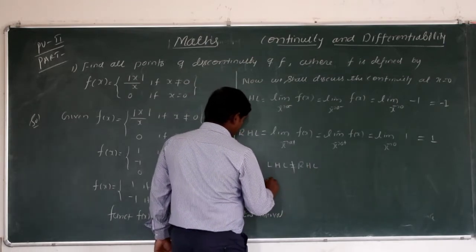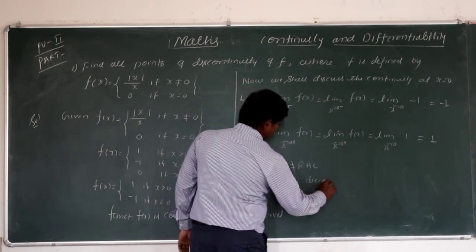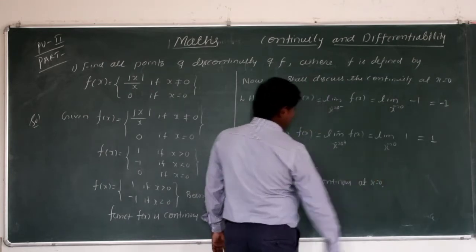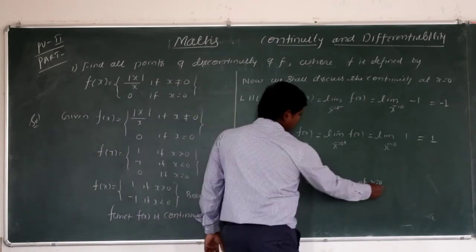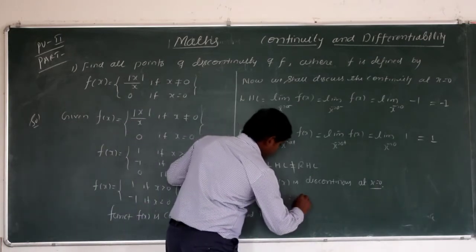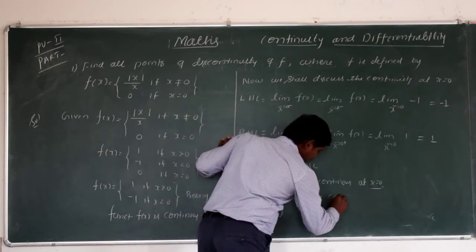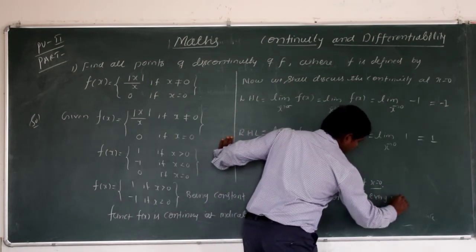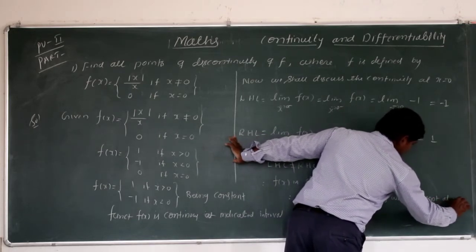So therefore f of x is discontinuous at x is equal to 0. That means the given function is continuous everywhere except at x is equal to 0. So x is equal to 0 is the only point of discontinuity. f of x is continuous everywhere except at x is equal to 0.